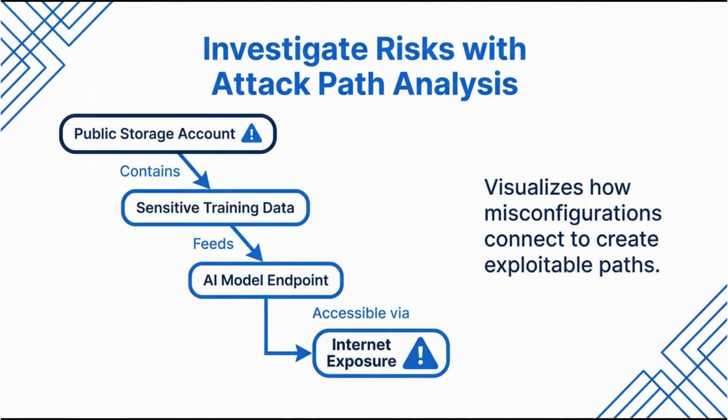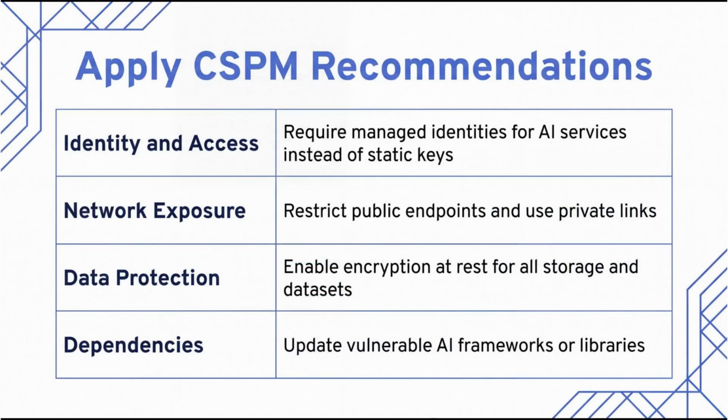Attack path analysis visualizes how misconfigurations chain together. For example, a public storage account containing sensitive training data feeding an internet exposed model endpoint, helping prioritize remediation of high impact risks. Apply CSPM recommendations systematically. Enforce managed identities. Restrict public endpoints with private links. Enable encryption at rest. And patch vulnerable AI frameworks or libraries in your dependencies.